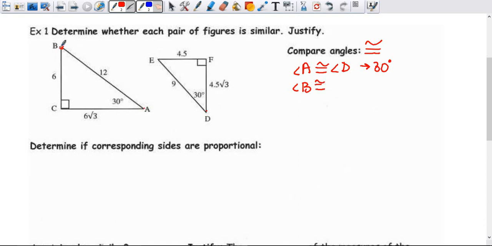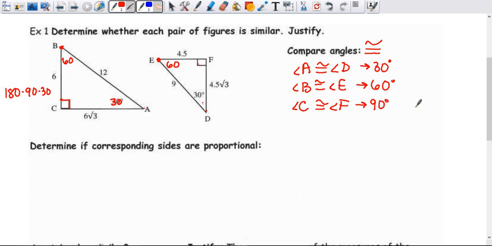Okay, let's check angle B. Angle B should be congruent to E. And we don't have a measure for those, but we can find it because I know this one's 90 and this one is 30. So 180 minus 90 minus 30 means 60. And this is a 30 and a 90, so that one would also be 60. So angle B is congruent to angle E because they're both 60 degrees. And now angle C is congruent to angle F because those are both 90-degree right angles. Okay? So all of our angles checked out. We had the 3 sets of congruent angles for a triangle because there are only 3 angles in a triangle.